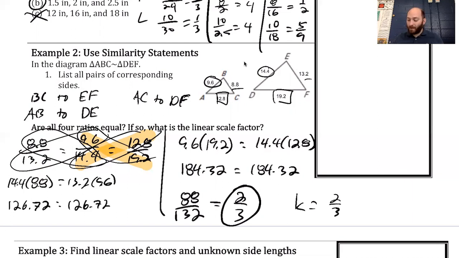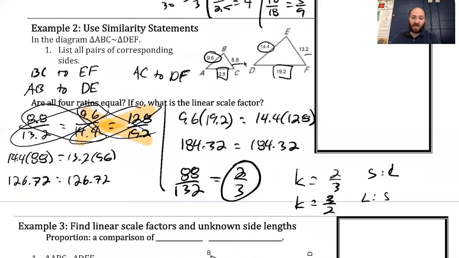If I look the other way, that would be 3/2. So this is the ratio of smaller to larger triangle, and this is larger to smaller triangle. That's what we're looking at for K. It just depends on how I ask you. If I say from small to large, do it as 2/3. If I say from large to small, it'd be 3/2.